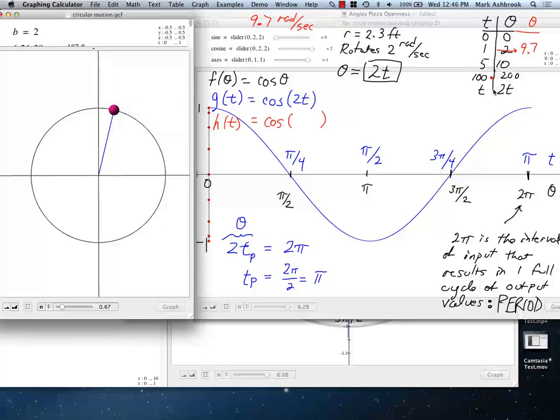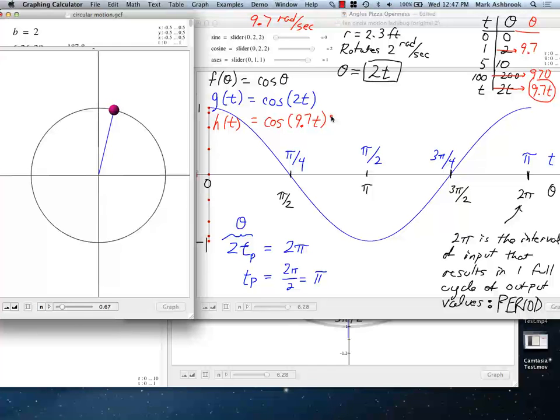So after 100 seconds, 970 radians. So after t, 9.7t. So that's the angle. 9.7t is the same as the number of radians, and that's what cosine accepts. Number of radians swept counterclockwise from 3 o'clock.